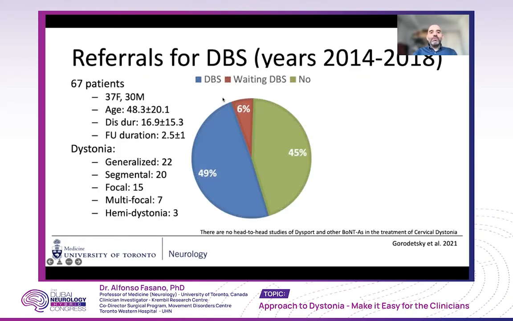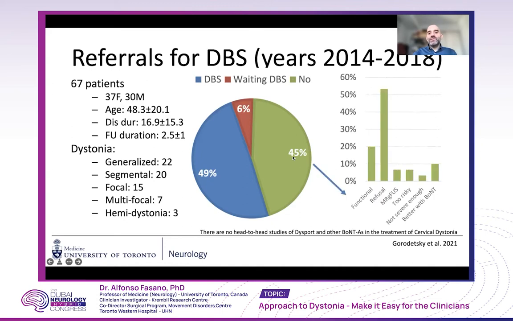And in this recent paper we wrote, we found out that 50% of patients referred to us for deep brain stimulation are not getting DBS, and 45% are not even waiting for DBS, and very often this is because of a functional diagnosis. So it's important to diagnose functional dystonia, because otherwise this patient might end up having surgery.